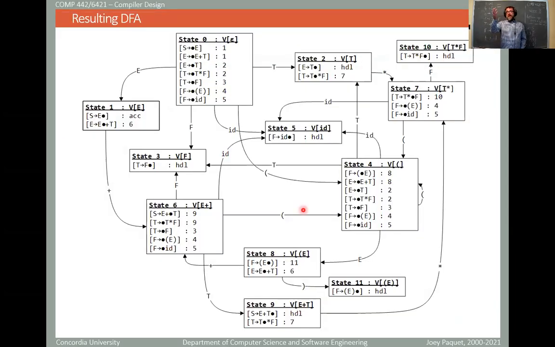So essentially I have built this DFA here, whereby I'm starting here. If I successfully go over an E, I go to here. If I'm here and I successfully go over a plus, then I go here. If I successfully go over, for example, an open parenthesis, then I go here, and so on and so forth. Okay.